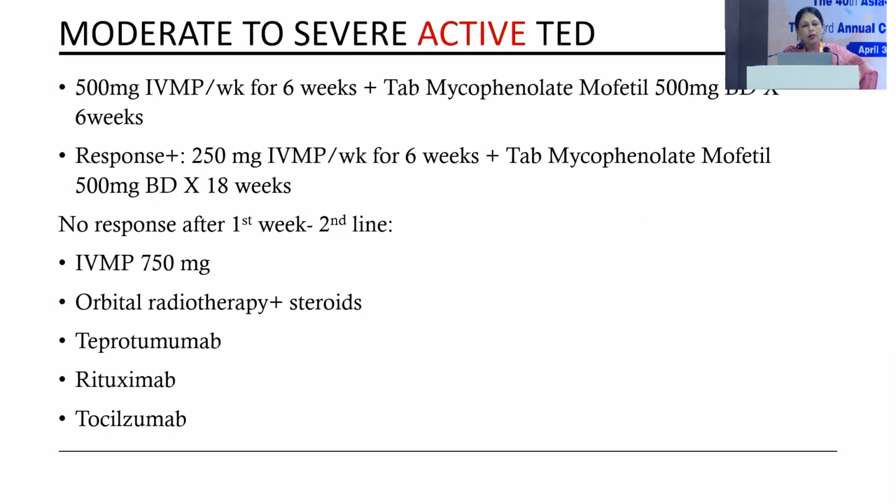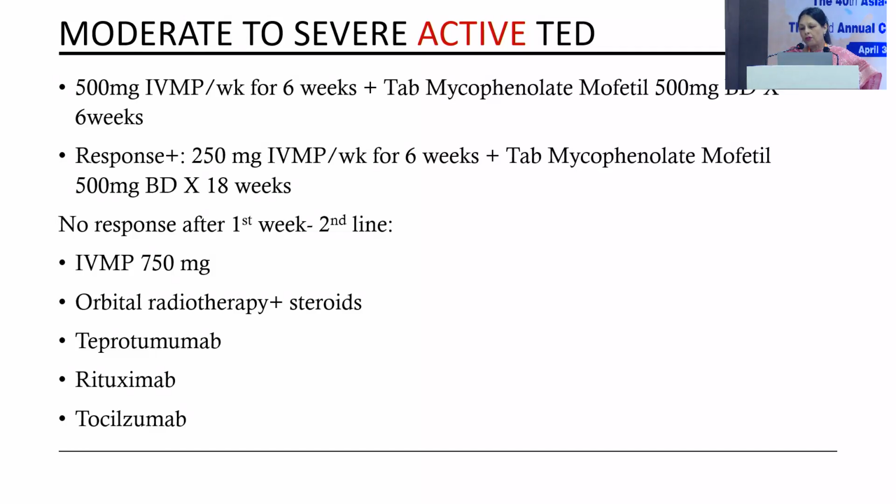Now the moderate to severe active TED, this is the important part. First you have to identify if the CAS scoring is 3 or more at the first visit, then it comes into an active phase. If it is moderate to severe and the patient is bothered in day-to-day social activities, then you need to do something.